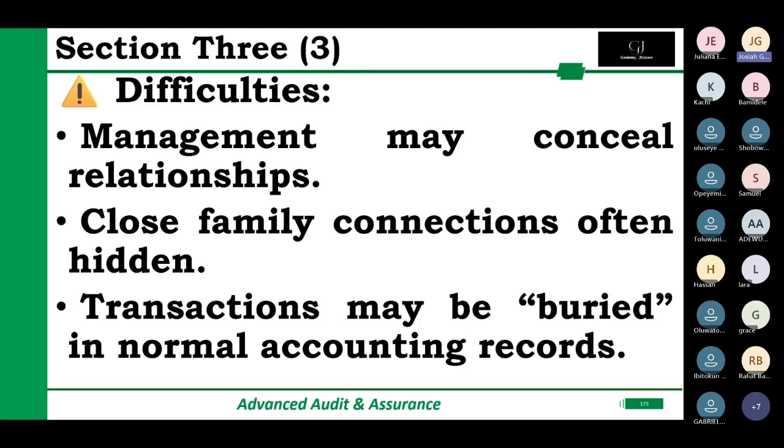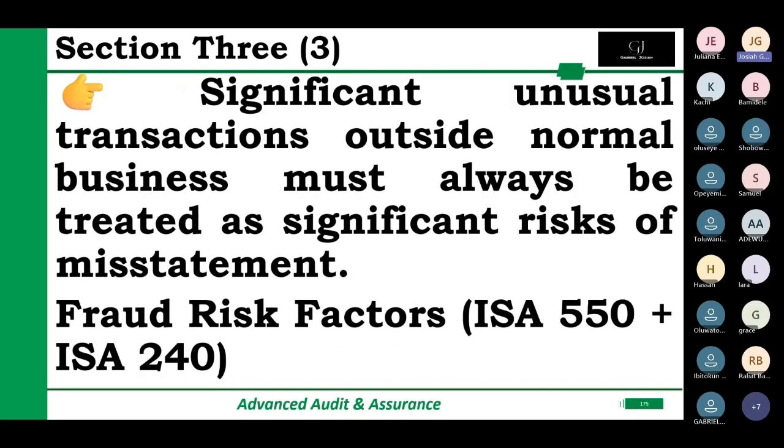Because you see that there are difficulties in related parties. It's a complex area of audits, and management may conceal relationships. Close family connections are often hidden. And collusion is a very serious risk, because if the whole board members have come together to defraud or benefit from this related party, it's hard for just one auditor, who is not even involved in their day-to-day transactions, to unravel. So close family connections and collusion are hard to unravel. Then transactions may be buried in normal accounting records, just hidden somewhere. So these are the difficulties auditors face.